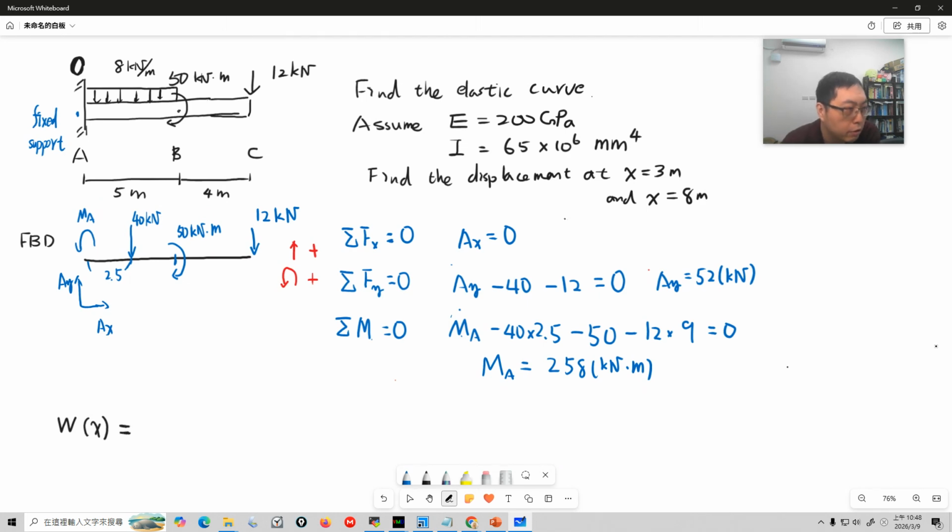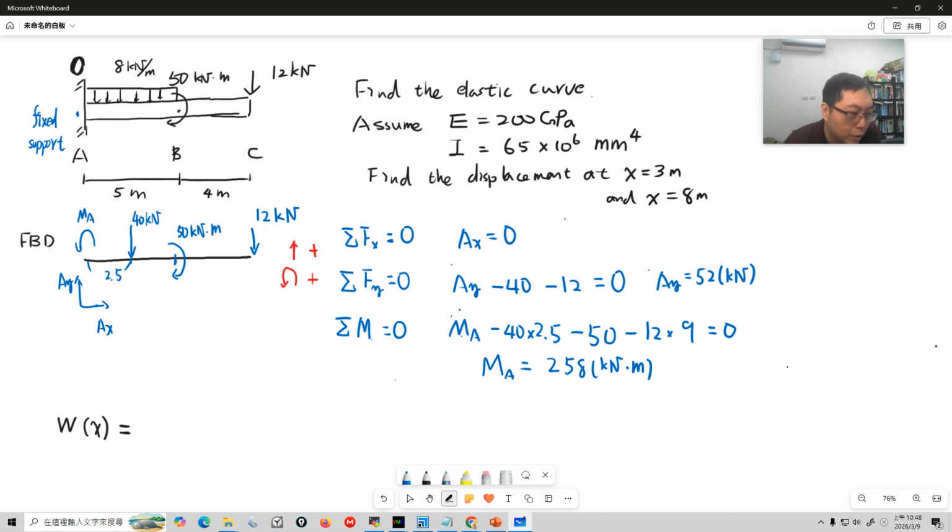So at the origin, position A, what do we have? We have the reaction AY pointing up, and we have the moment MA. The AY is a concentrated loading. If we want to represent the concentrated loading by this singularity function, how do we represent that?